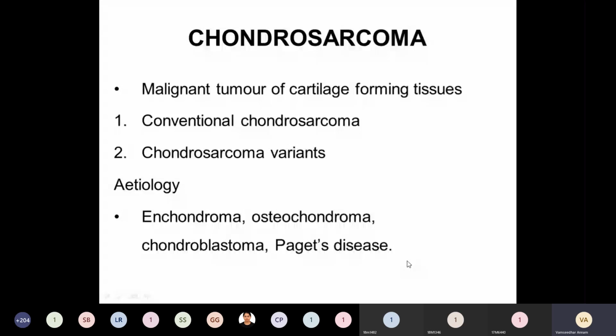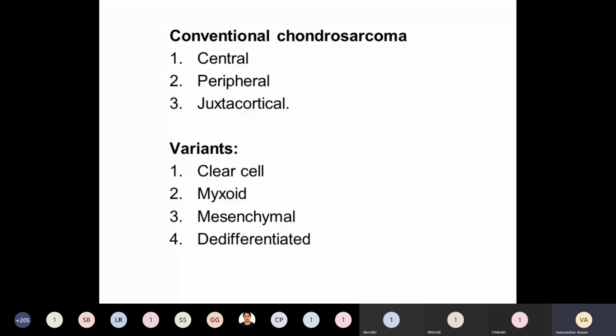Chondrosarcoma. This is a malignant tumor of cartilage-forming tissues. It could be conventional, that is regular routine chondrosarcoma, or it could be chondrosarcoma variants. The possible etiology is that the patient should already have had enchondroma, osteochondroma, chondroblastoma, or Paget's disease. Any of these underlying diseases are predisposing tumors for chondrosarcoma. Conventional chondrosarcoma can be central, peripheral, or extracortical. The variants are clear cell, myxoid, mesenchymal, and dedifferentiated.